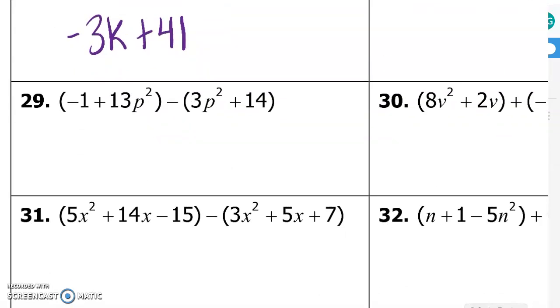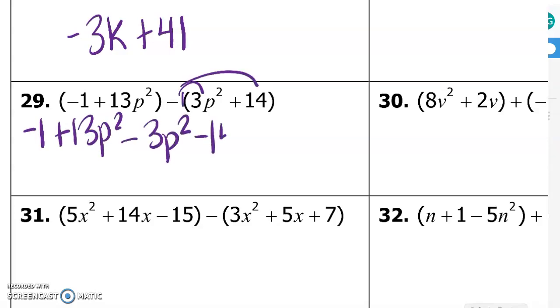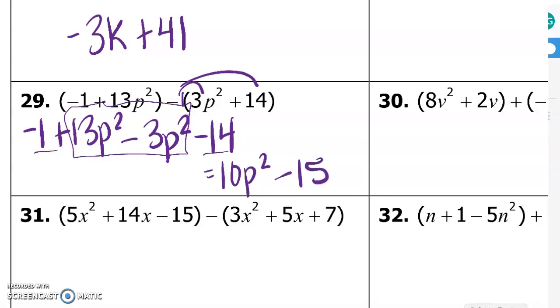29 is subtraction, so I'm going to rewrite my first set. Distribute the negative or the negative 1. So minus 3p squared minus 14. So standard form says I need to do the p squared first. That would give me 10p squared. Negative 1 minus 14 would be negative 15. So 10p squared minus 15.